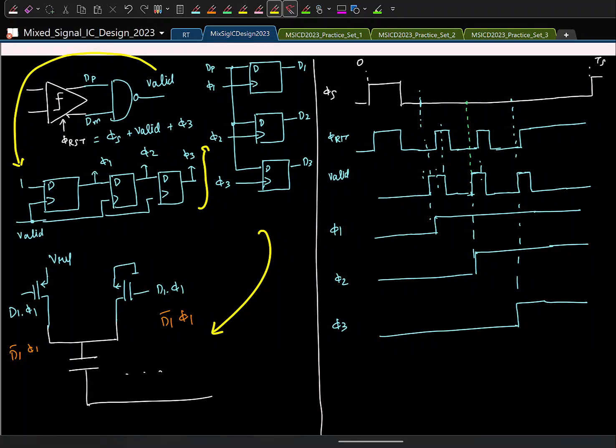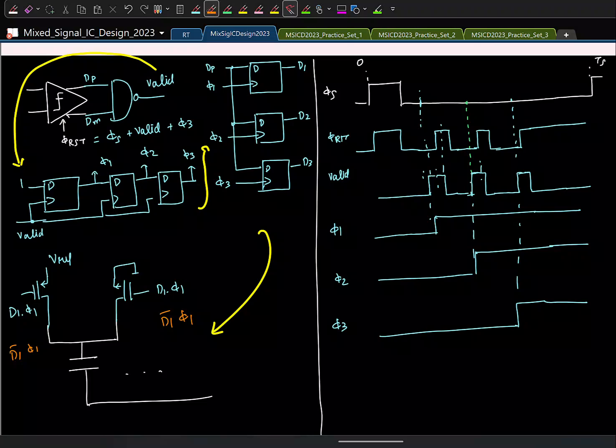When the next sampling phase is on, then every clock will reset. Exactly. So how do I do that? That's what you have to do in words. You use that ΦS as a reset for these flip flops.